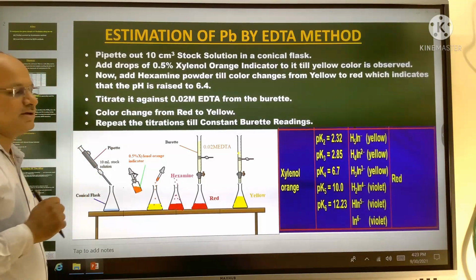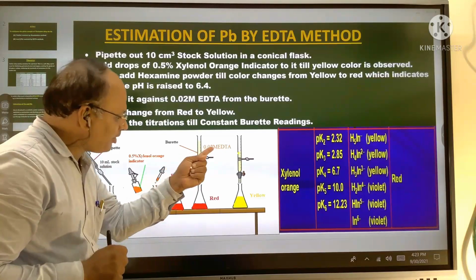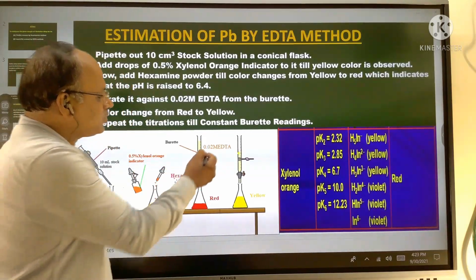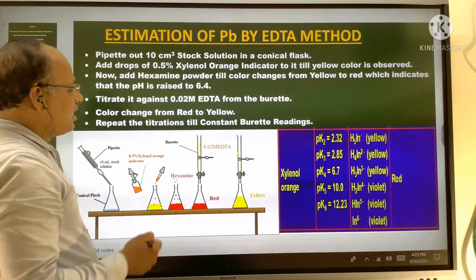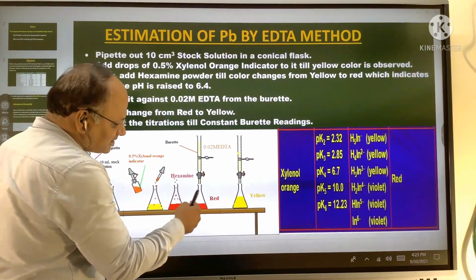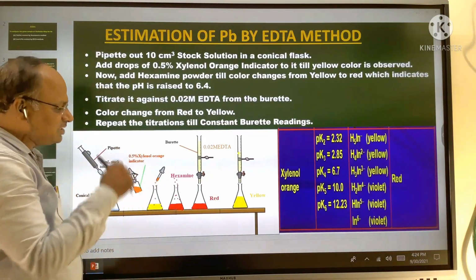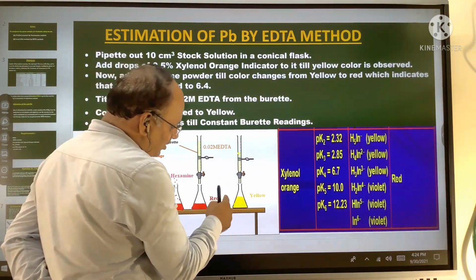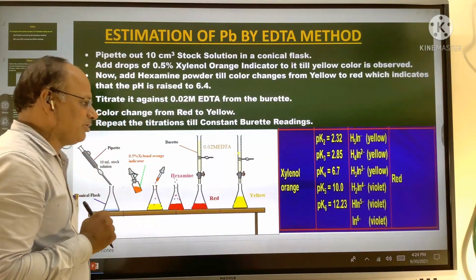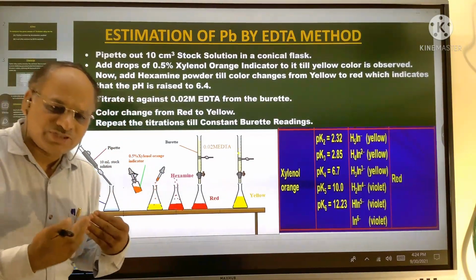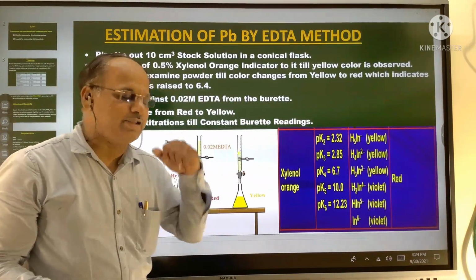But after the addition of the hexamine powder in that conical flask, that solution becomes red in color. Okay, then titrate it against 0.02 molar EDTA. That 0.02 molar EDTA is filled in a burette, and you titrate the solution present in that conical flask. Then you see the color change from red to yellow at the equivalence point or the end point. Then you take 2-3 readings till you get a constant burette reading.